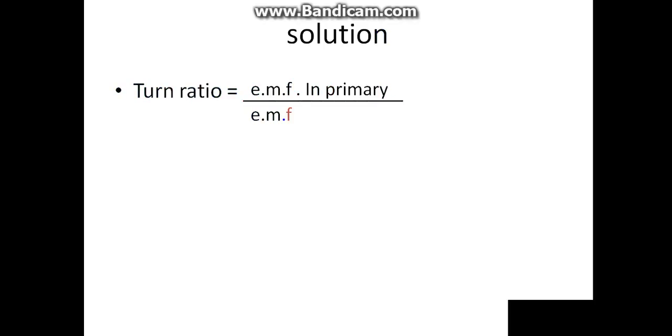Solution. Turn ratio equals EMF in primary over EMF in secondary, which equals 120 over 600, which equals 1 over 5.